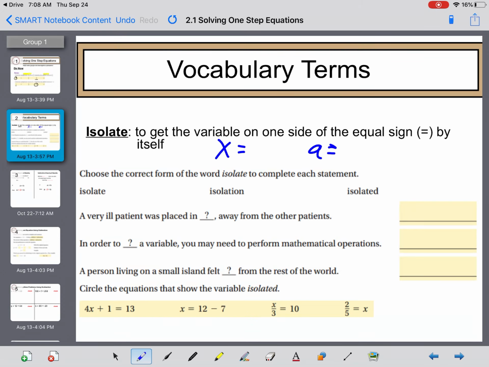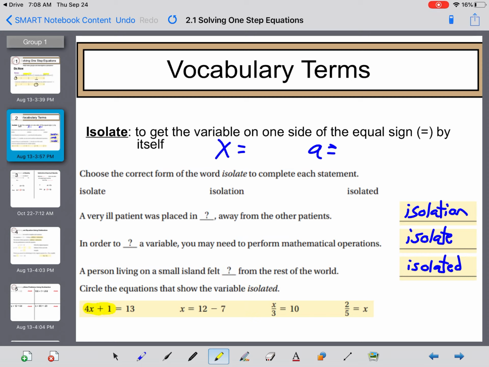All right, so a little vocab practice. A very ill patient was placed in blank away from other patients. That's isolation. By himself, right? In order to isolate a variable, you may need to perform mathematical operations. A person living on a small island felt isolated from the rest of the world.